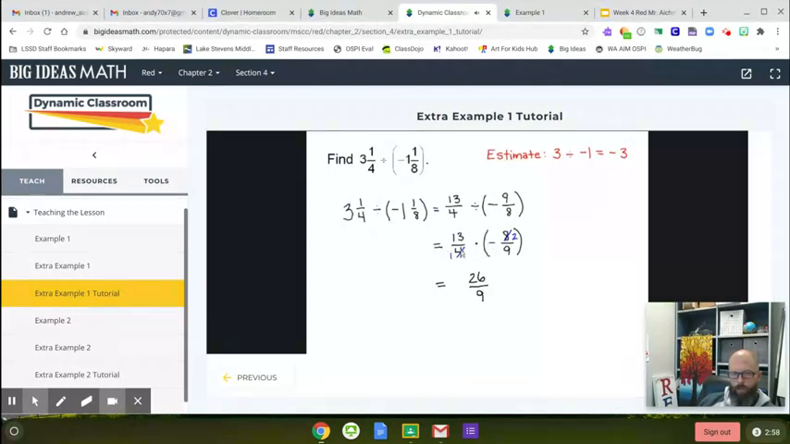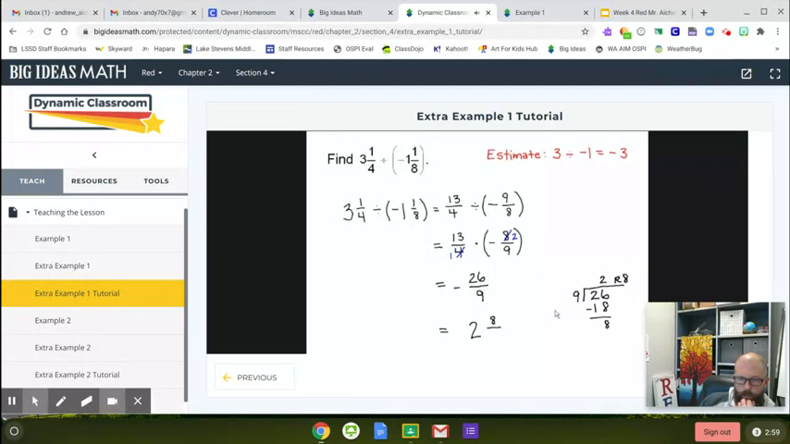Now as our last step, let's write the improper fraction as a mixed number. To do this, divide 26 by 9. So 9 goes into 26 2 times, and we have a remainder of 8. So to write this as a mixed number, we have a whole number 2, 8, our remainder, is our numerator, and the divisor 9 is the denominator. Now remember, the product is negative, so we have -2 and 8/9.